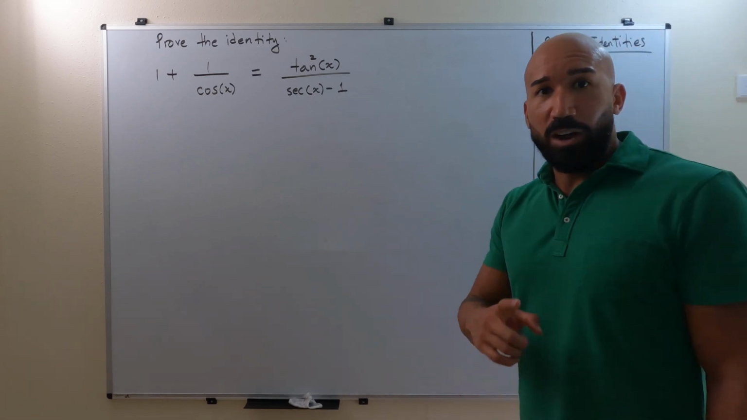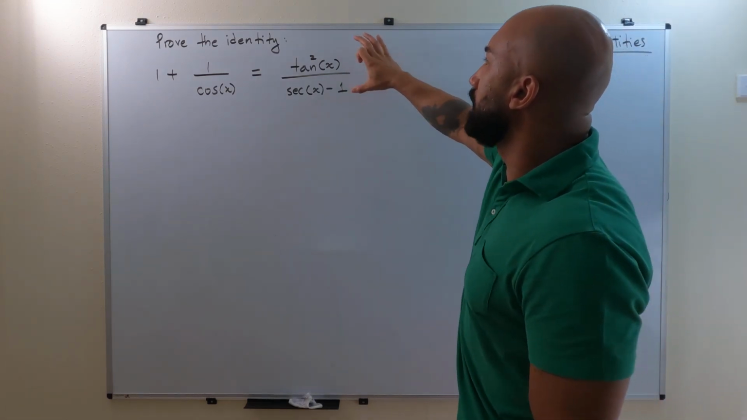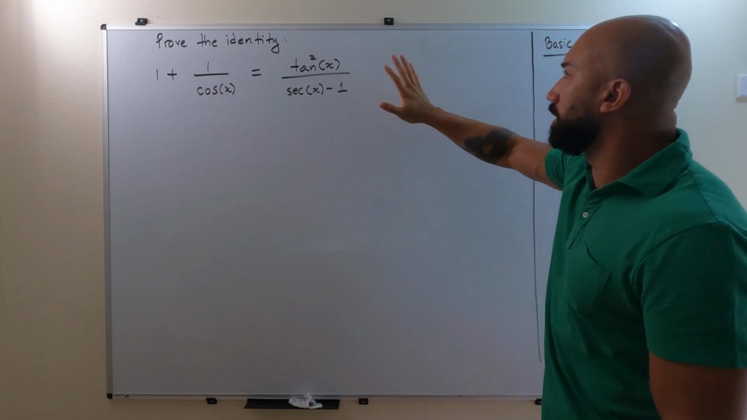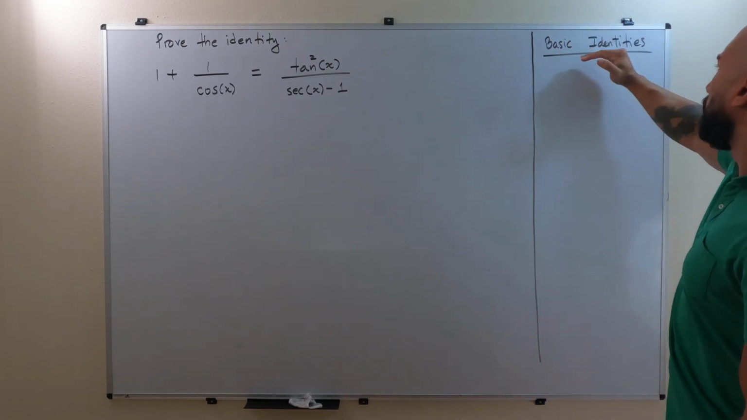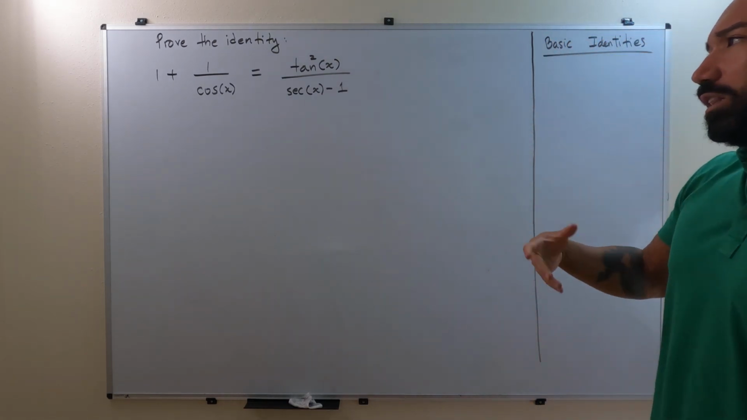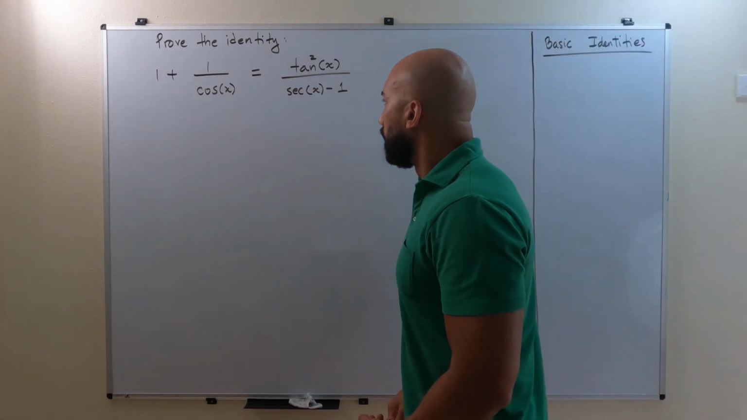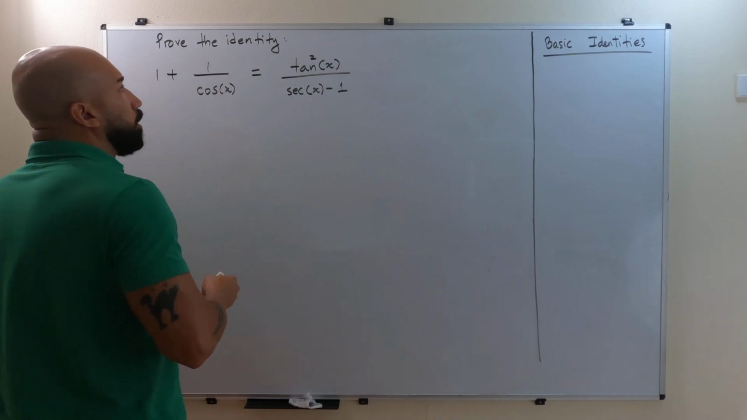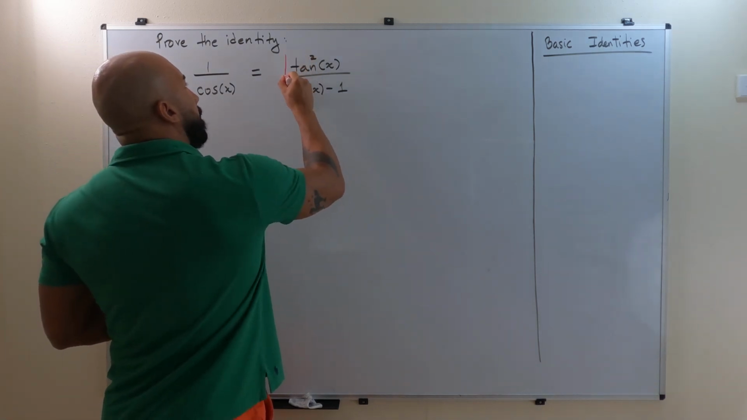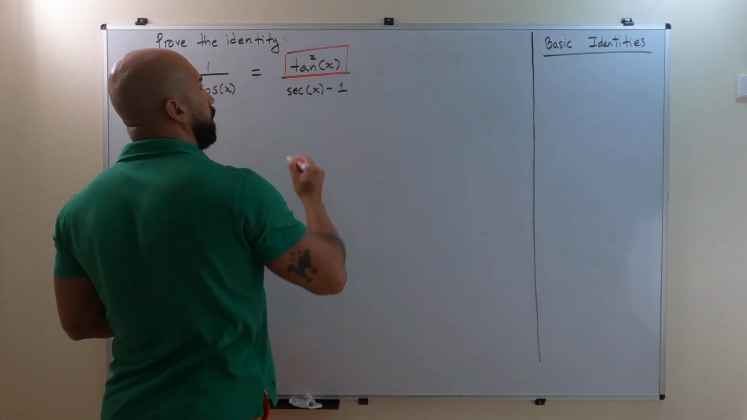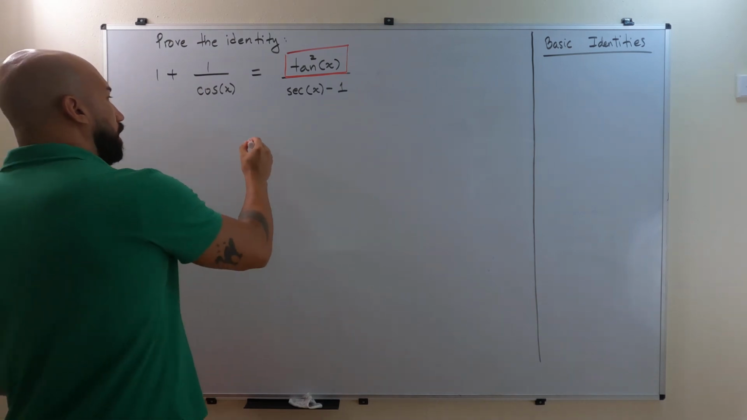Hello, today we are going to be solving this trigonometric identity, and to this end we are going to be using some basic identities and other not so basic, but I'm going to explain them here. Alright? So the first thing I'm going to do is to transform this tangent square. How I'm going to do so?